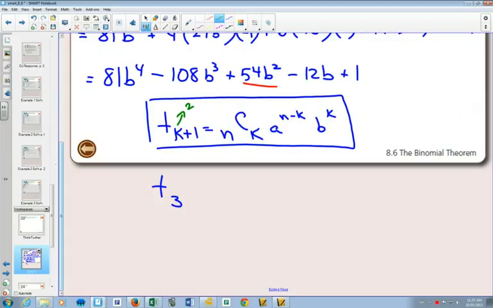So if I want to find term 3, then the value of k would be 2. The n right here is always our exponent, and in our case, our exponent was 4, because this expansion, t sub k plus 1, is for a plus b to any exponent n. So if I want to find term 3, according to the formula, my exponent is 4, so it'd be 4 choose, and k is 2 because it's 1 less than the term number. 4 choose 2.